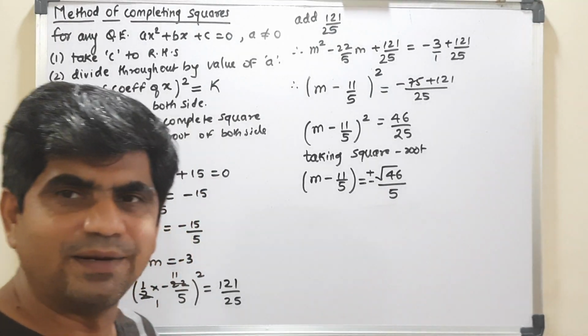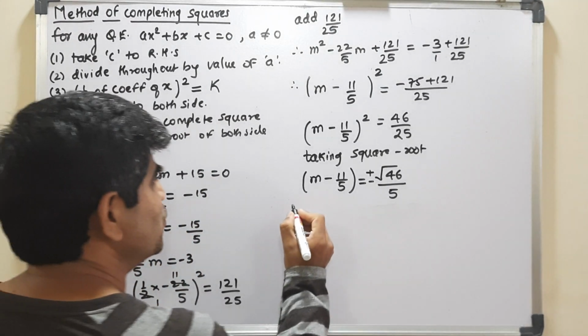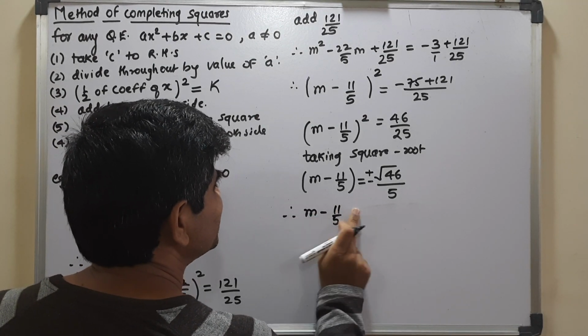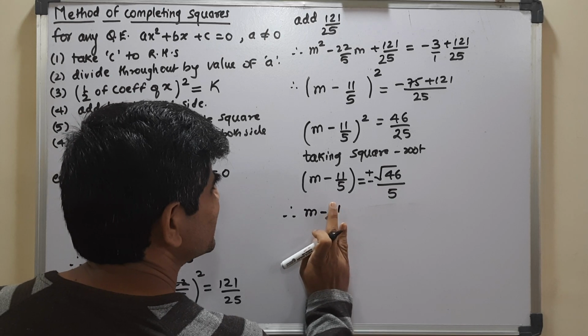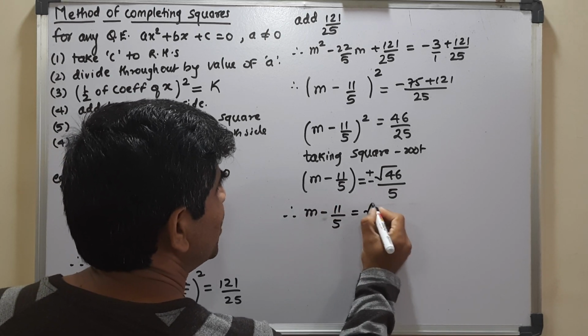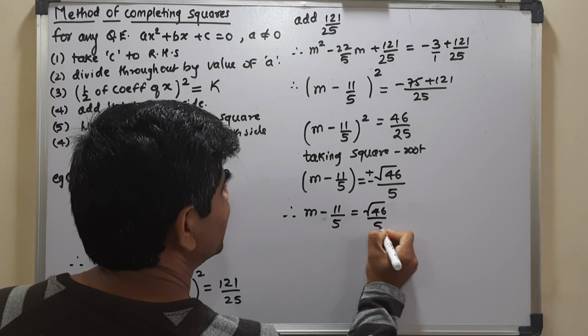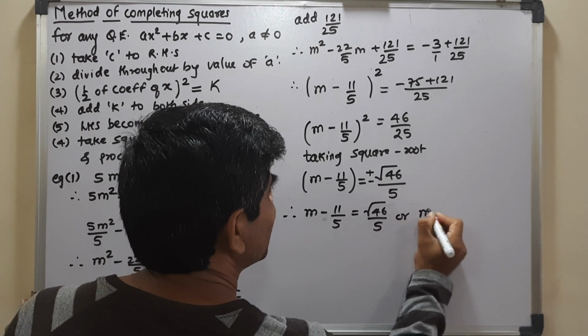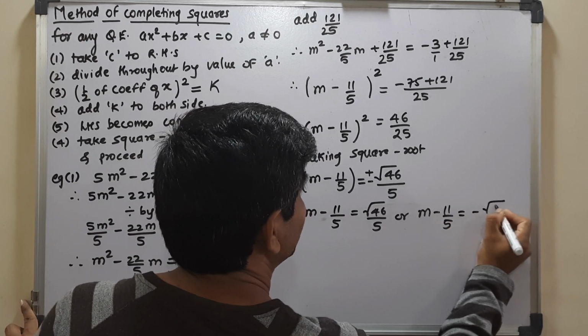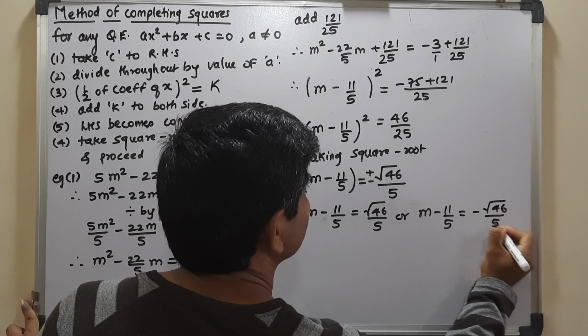So I got here plus and minus, which indicates that m minus 11 by 5 is equal to under root 46 by 5, or m minus 11 by 5 is minus under root 46 by 5.